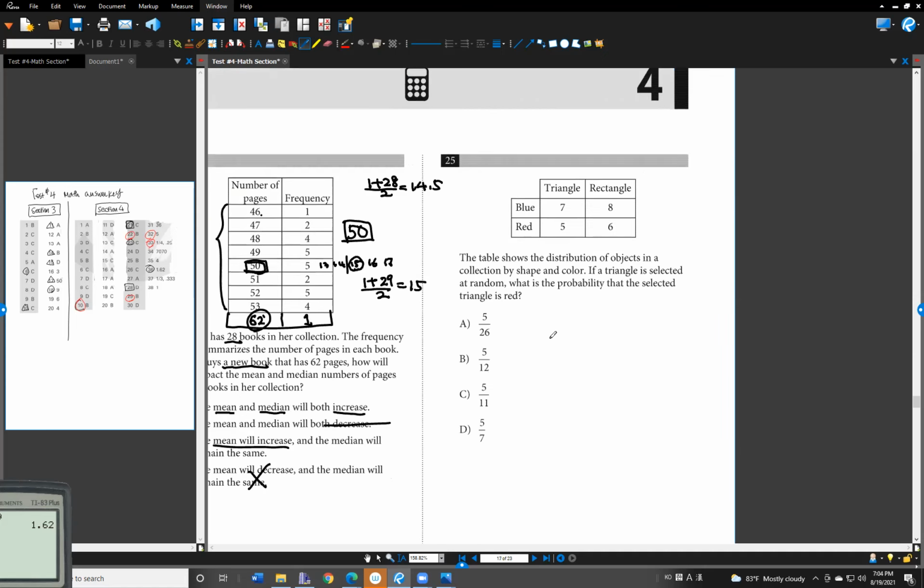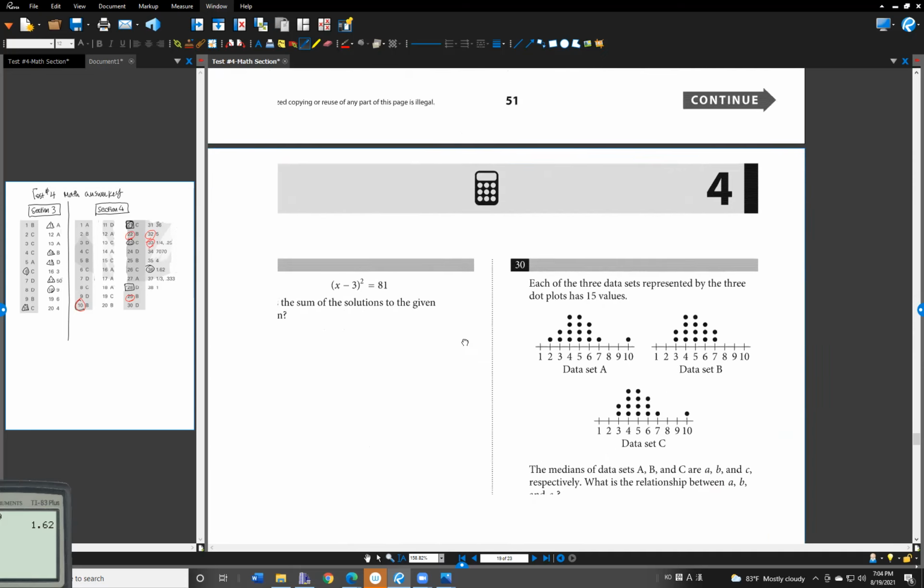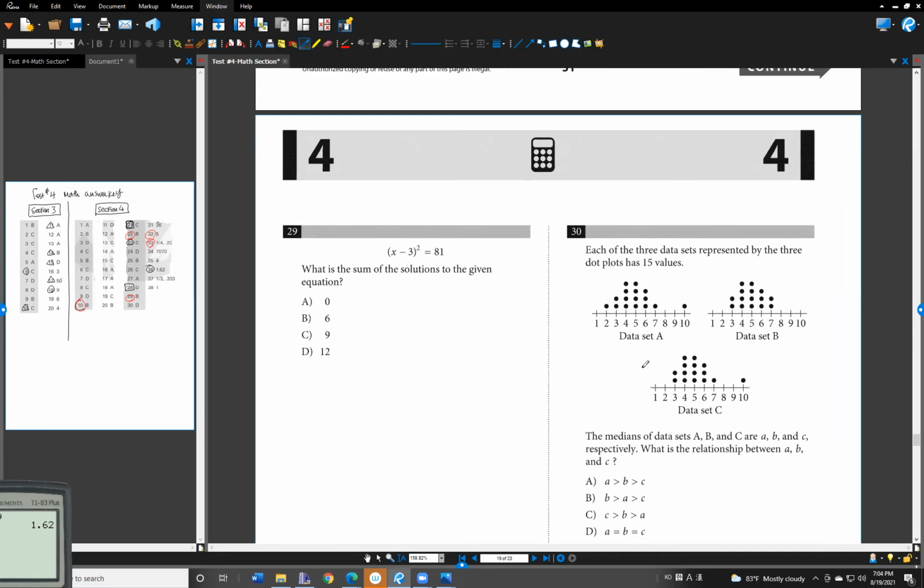Number 29. All right, number 29 over here. What is the sum of the solutions? This is completing the square. You can use completing the square. x minus 3 equals how much? Plus or minus the square root of 81, which is 9, isn't it? So x minus 3 is 9 or negative 9. You can add 3 to both sides.